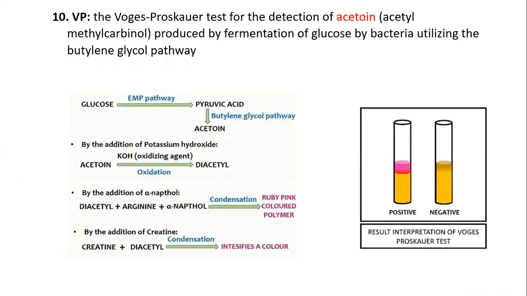Okay, the 10th one is the Voges-Proskauer test. So if there is glucose, it tests whether our bacteria has the ability to produce acetone from glucose. So after that, when acetone is produced, further chemical reactions are performed, and a special type of product is produced, and after that a ruby pink color is produced. So this is known as a positive test. If acetone is produced from glucose, then the rest of the reaction can proceed. Okay, so this is also a special type of test.